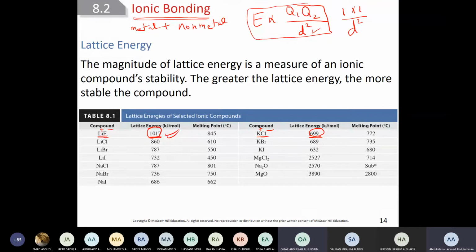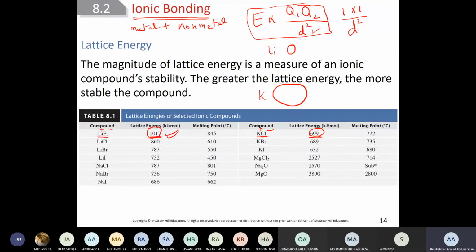What's the size of lithium? When you go down in the periodic table, the distance will be higher. When you go down, what will happen to the distance? It will be more than the radius. If this is lithium, then this is maybe potassium. How about fluorine and chlorine?